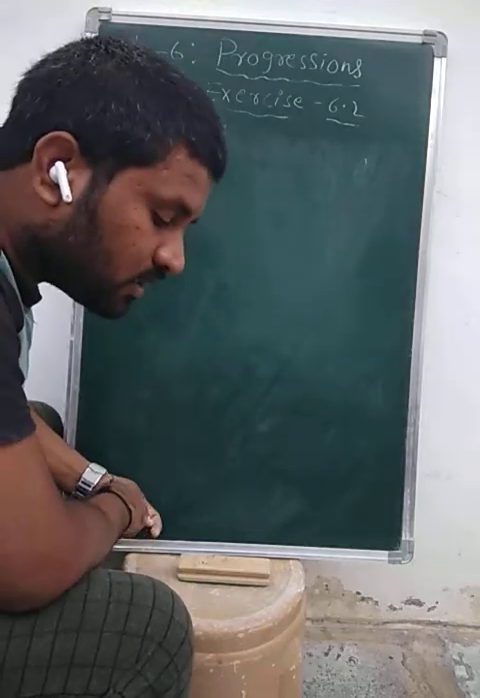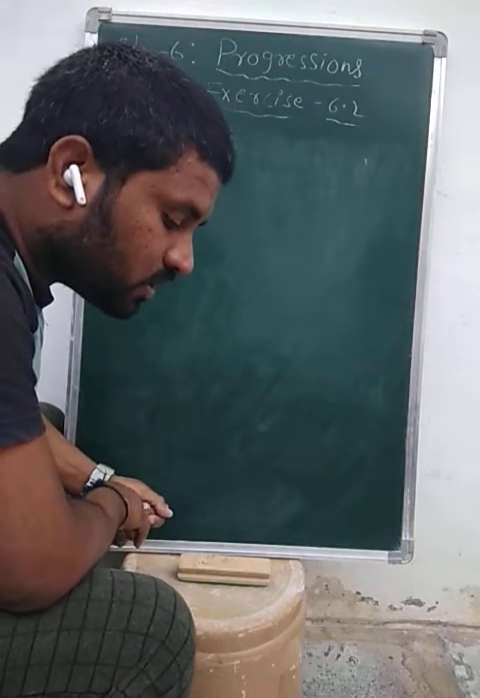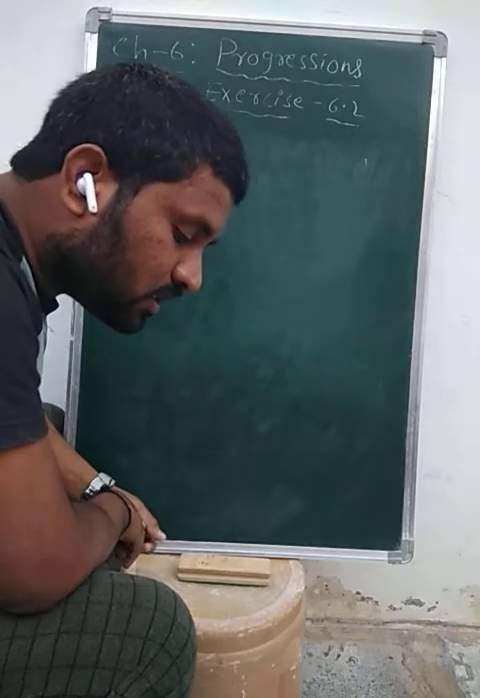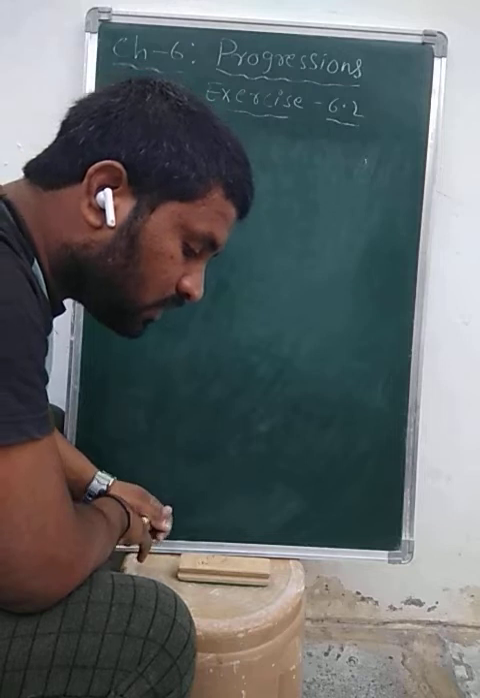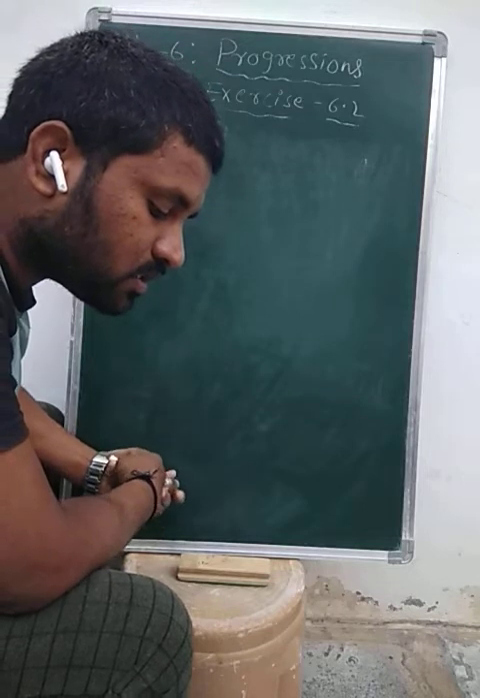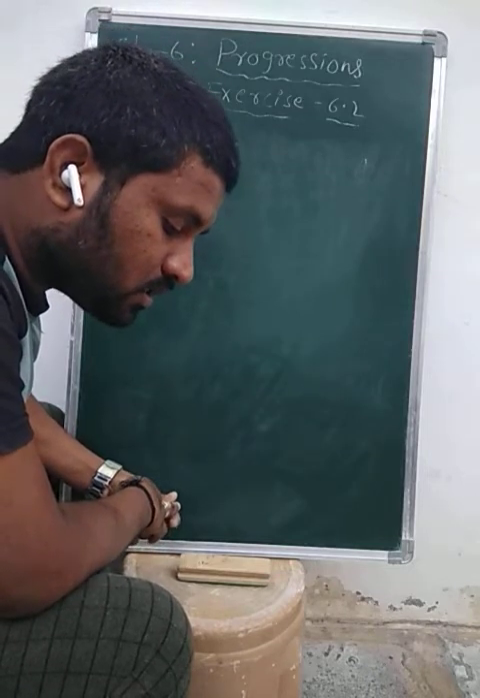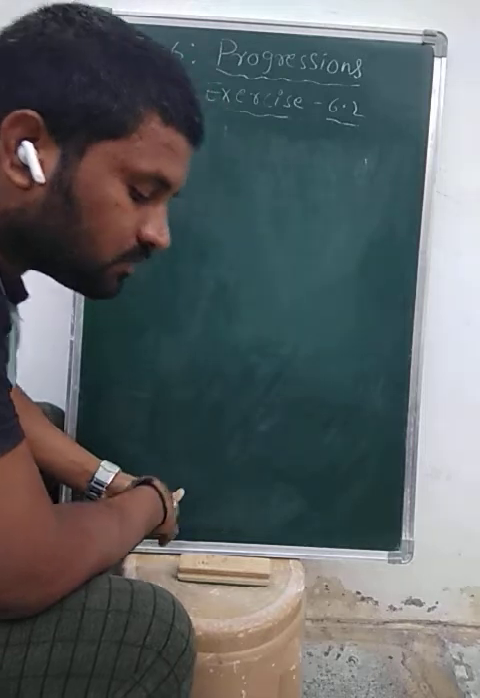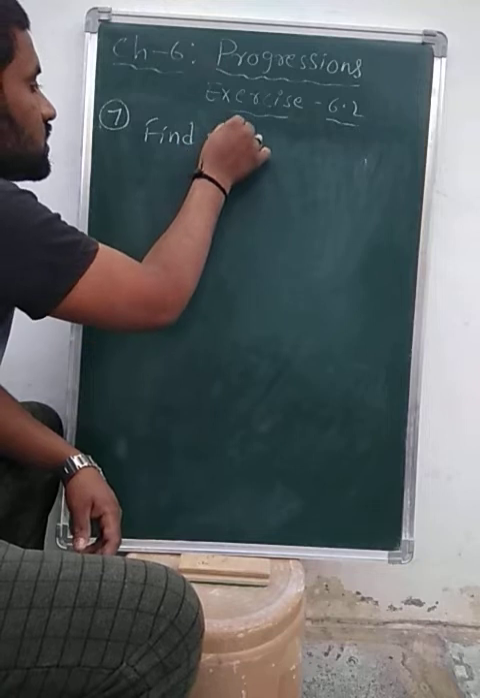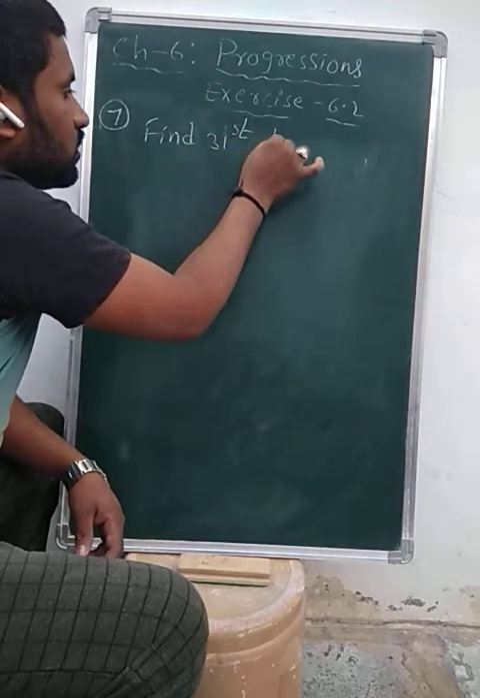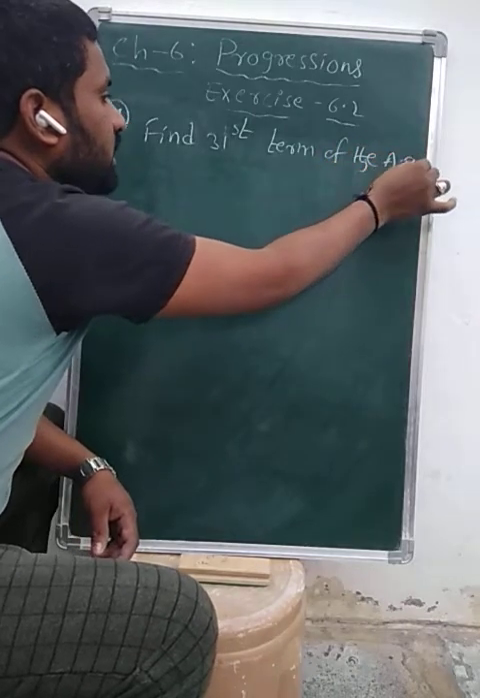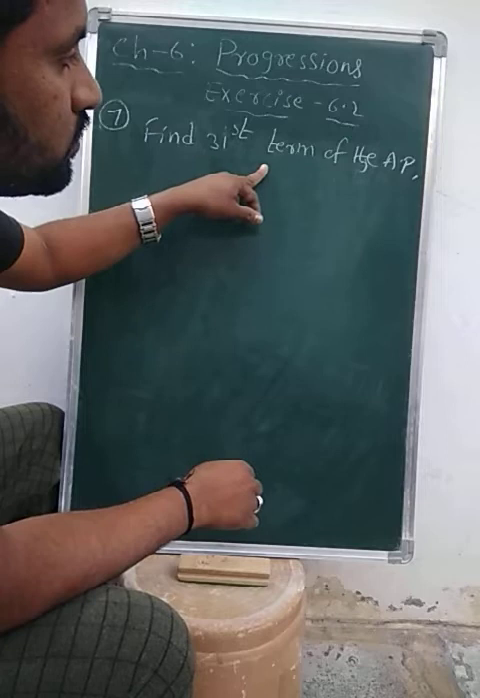The question is: find the 31st term of the AP whose 11th term is 38 and whose 16th term is 73. So this is the question. We need to find the 31st term of the AP.